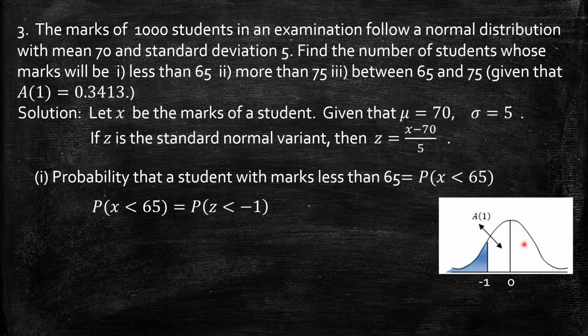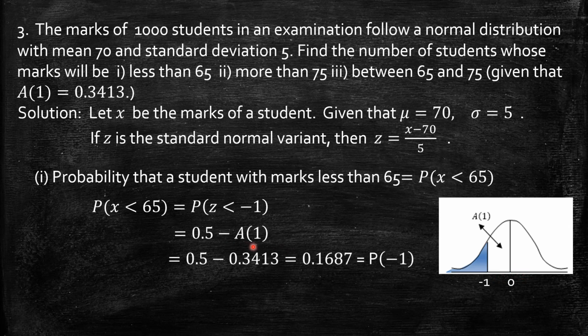Identify the area under the standard normal curve. So that is from minus infinity to minus 1, that means z less than minus 1. This area I can find by knowing the total area to the left is 0.5 minus the area from minus 1 to 0, which is nothing but A of minus 1. By symmetry, that is the area from 0 to 1, that is A of 1. So by the standard normal table, A of 1 is 0.3413. So together the result gives 0.1687.